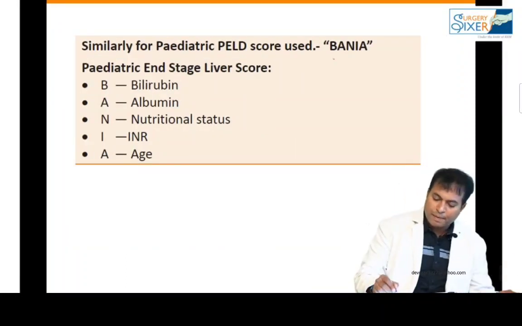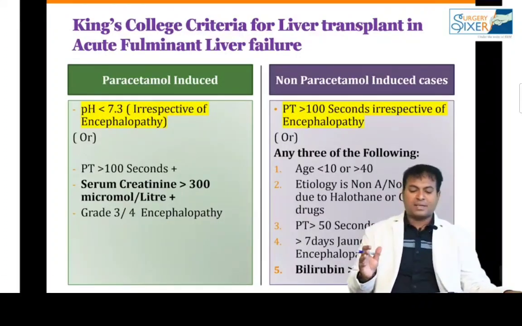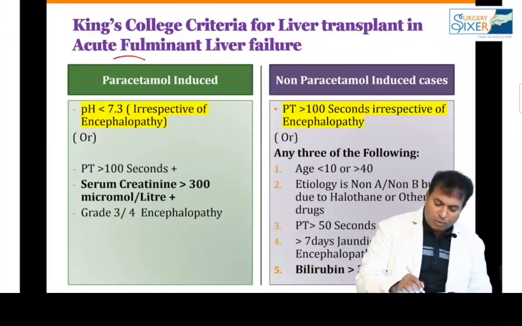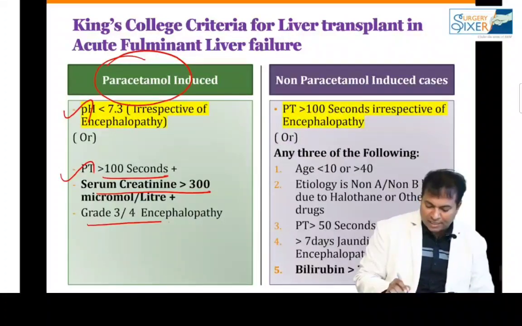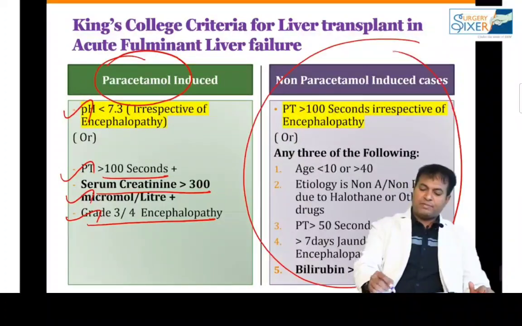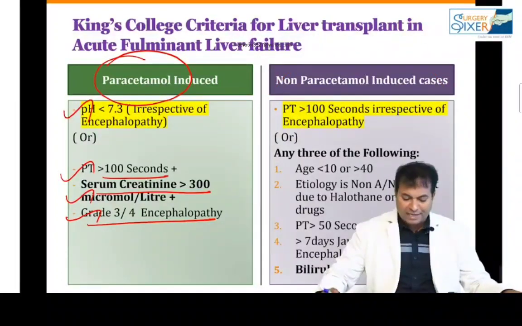And this is the bilirubin, albumin, nutrition, INR, age score for pediatrics, known as BANIA. And I told you the King's College liver transplant score for acute fulminant liver failure. Please remember only for paracetamol: pH less than 7.3, or prothrombin time more than 100 seconds with serum creatinine above 300 micromoles and grade 3, 4 encephalopathy. This is not needed for PG level. If you are giving notes, at super specialty level this can be remembered, but it is not asked at PG level so far. So remember for paracetamol induced acute fulminant liver failure.